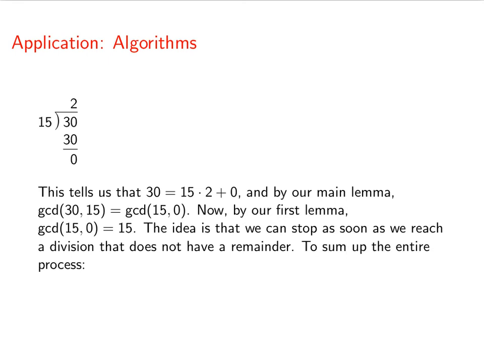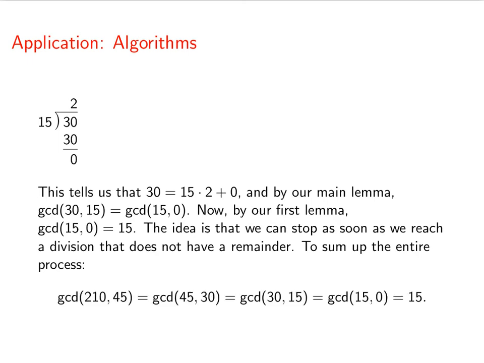Now let's sum up the entire process that we put together. We started with the GCD of 210 and 45, reduced that to the GCD of 45 and 30, reduced that to the GCD of 30 and 15, then to the GCD of 15 and 0. Those 3 steps were all done using the quotient remainder theorem and getting a remainder and replacing things. And then the final step is done with our technical lemma, that tells us that if we take the GCD of a natural number and 0, we're just going to get that natural number as an answer. All right, so that's our final answer. The GCD of 210 and 45 is 15.